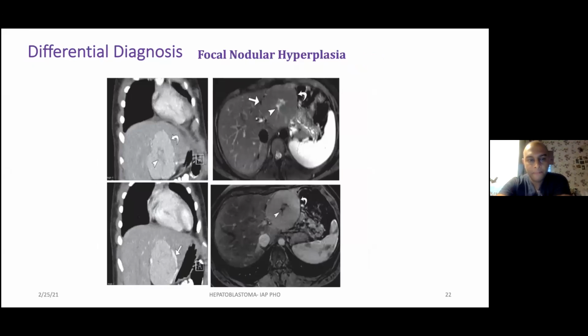Next slide. The other differential diagnosis will be focal nodular hyperplasia. It is usually a solitary lesion. Again, it will have enhancement very similar to hepatoblastomas, but the characteristic sign is the central scar. You will see an arrowhead showing the central scar, which is very characteristic of focal nodular hyperplasias. It is usually single and very well circumscribed. So the second DD is always focal nodular hyperplasia. But of course, in such cases, our AFP will be near normal.